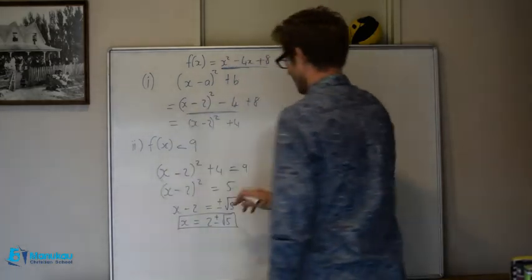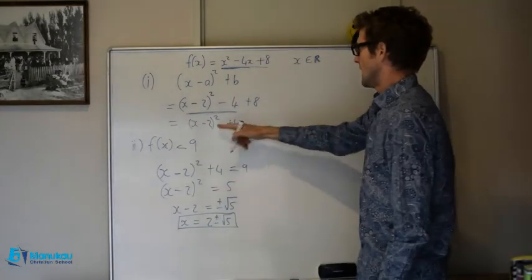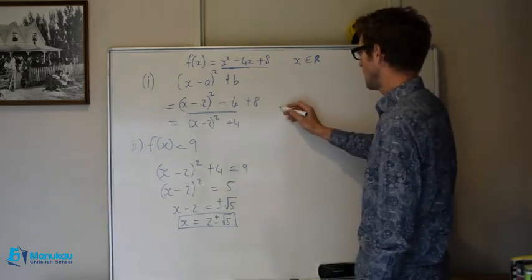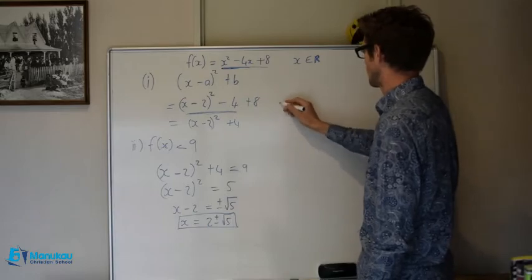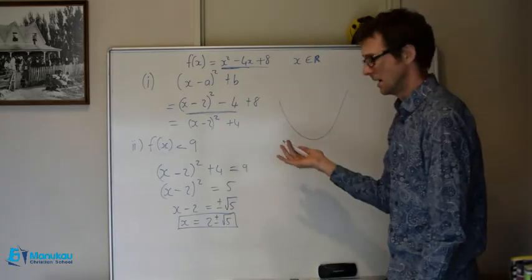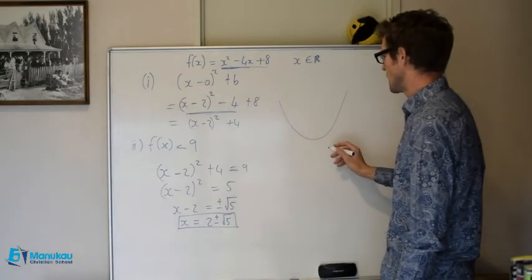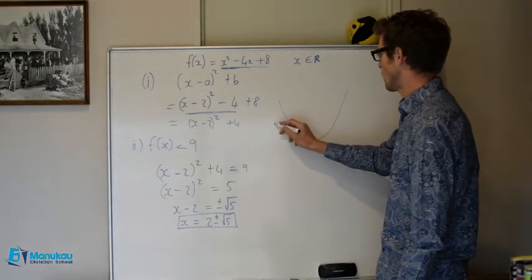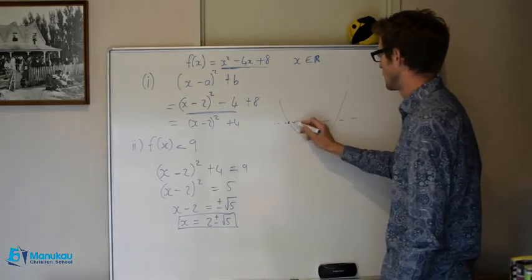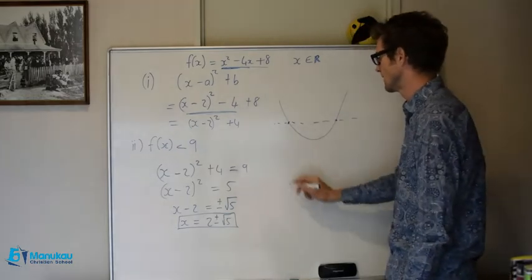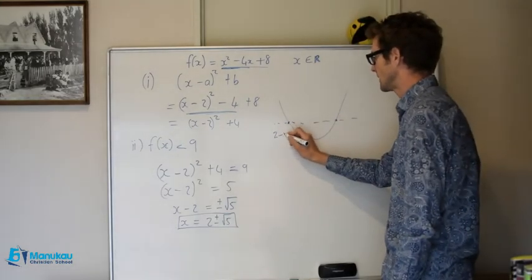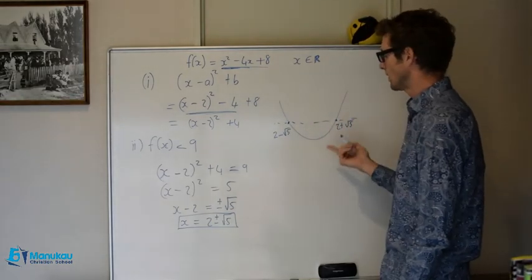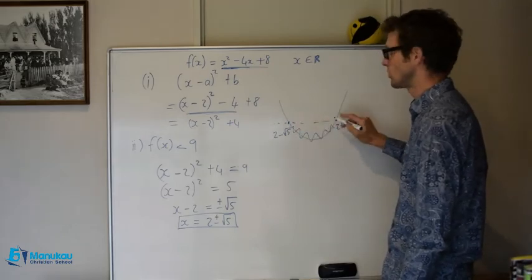Now if we think about this function, x minus 2 all squared plus 4, we know that we have an equation that looks something like this. This is going to be our graph of the function, and we know that for it to be less than 9, it's going to have a point where 9 is. It's going to be at two places. We've found those two places. One of those places is 2 minus the square root of 5, and another is 2 plus the square root of 5. Where is it less than 9? Well, in between those two places.